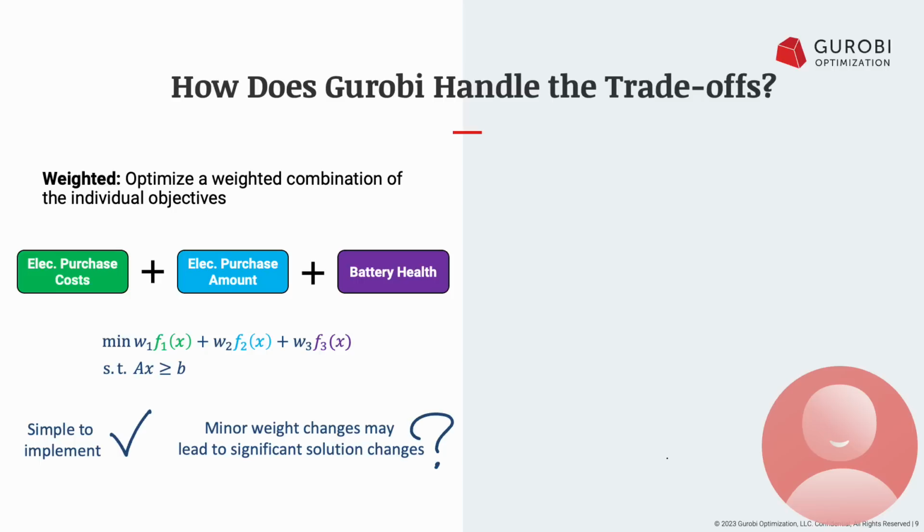But where it gets a little bit complicated is that sometimes minor weight changes can lead to significant solution changes, particularly if you have a lot of integer or binary variables. Sometimes small weight changes can have big solution changes. And also, how do you value the occurrence of your battery going below its depth of discharge compared to a kilowatt hour of electricity purchased, and compare that to a dollar amount of electricity purchased? That's a little bit of an abstract concept to really have a solid grasp on.